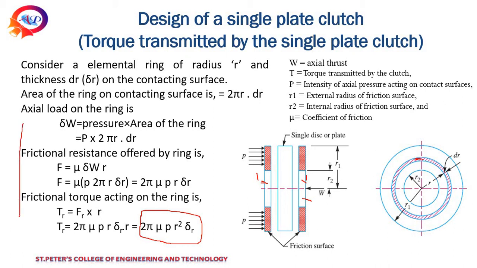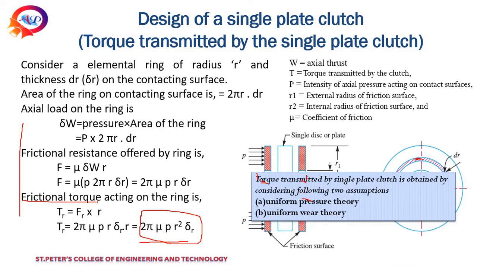So let's directly go to the problem and discuss the design. Mainly we are going to find the frictional torque in a single plate clutch by taking two assumptions, that is the uniform pressure theory assumption as well as the uniform wear theory assumption.